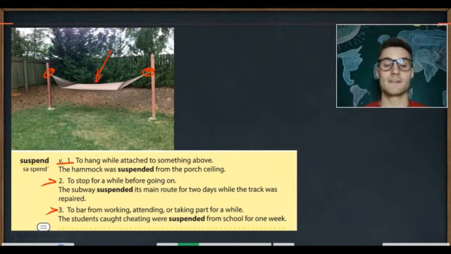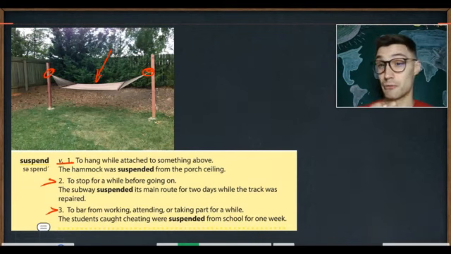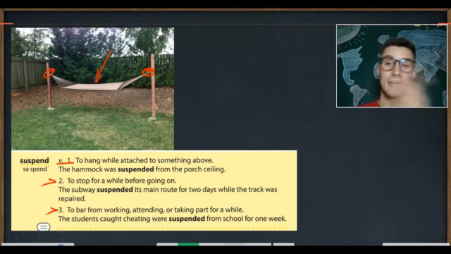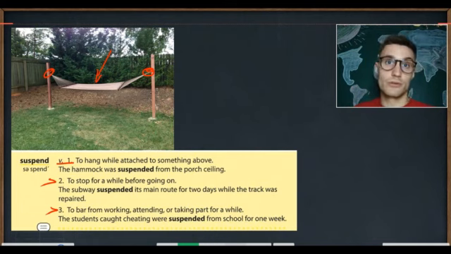The third meaning for suspend is to bar from working, attending, or taking part for a while. So you can get suspended from school. To be barred from is to be forbidden from. The students caught cheating were suspended from school for 1 week. If you get in a fight at school or you get caught cheating, you can get suspended by the principal for 1 or 2 weeks. You're barred from coming to school. Or if that happens at your job, you can be suspended too.